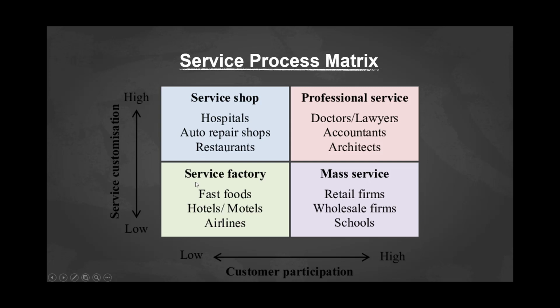This quadrant is labeled as service factory. The firms in this quadrant operate in a fashion similar to factories, hence the title service factory. These firms can take advantage of economies of scale and may employ less expensive unskilled workers, as do most factories. Firms classified as service factory include fast food, hotels, motels, airlines, and truck lines, etc.